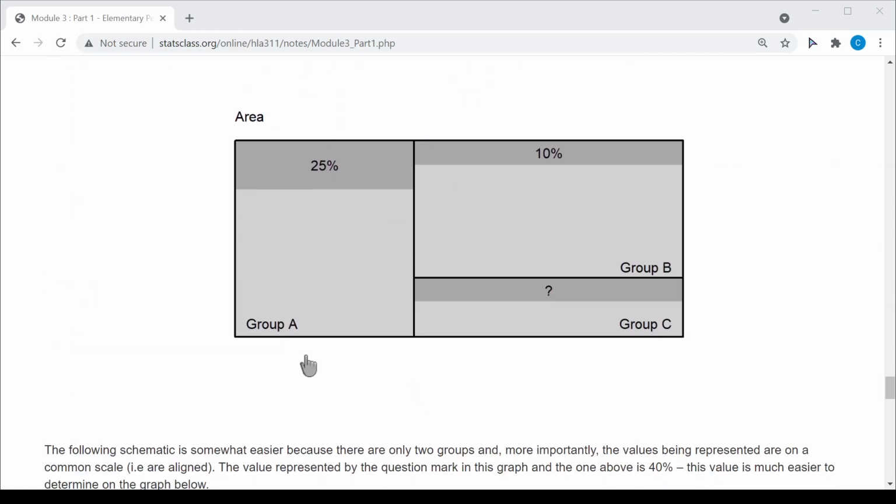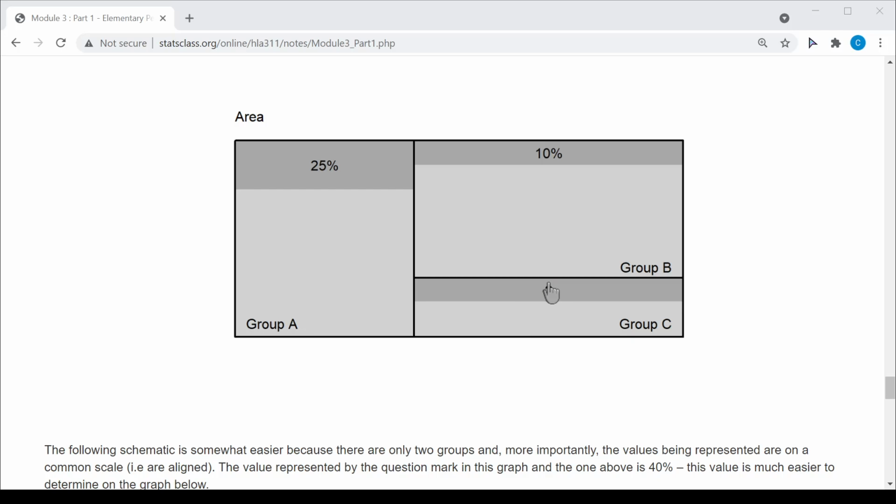Here's another example, I guess. Here's Group A, Group B, and Group C. I want you to take a moment and try to estimate the value of the question mark there. So if this represents 25% in Group A, and this represents 10% in Group B, what percent is represented here in Group C?